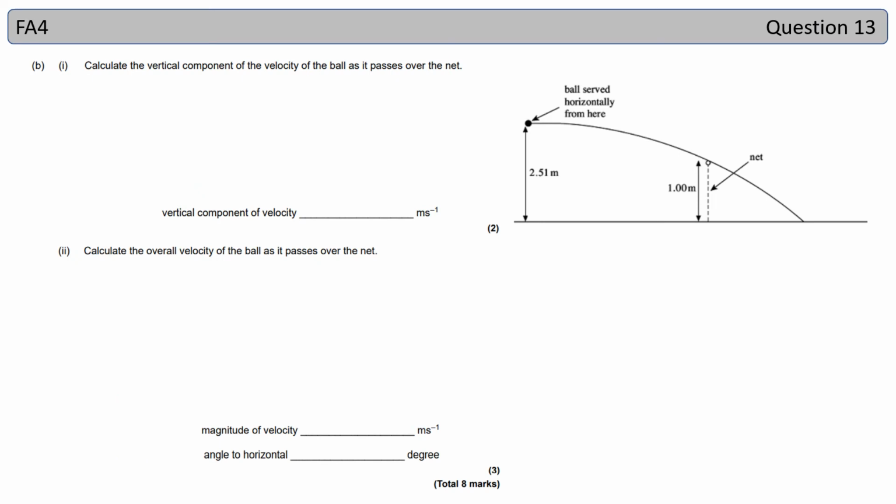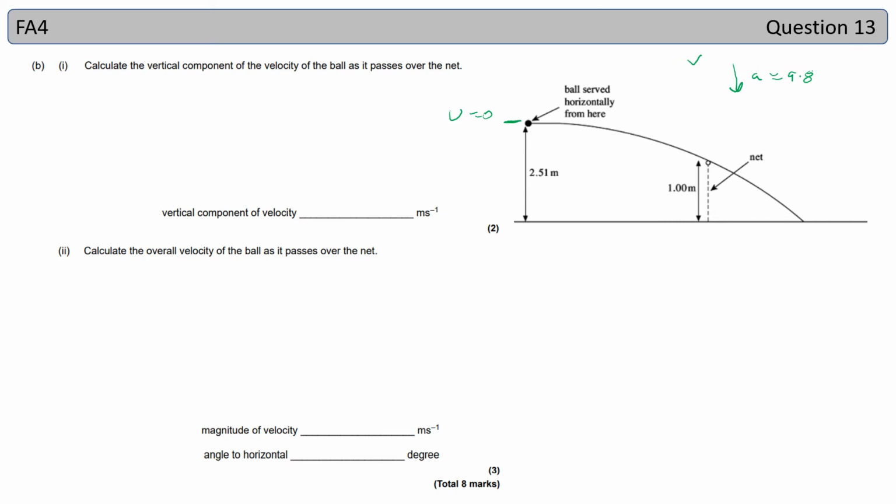Part b is asking us to calculate the vertical component of the velocity as it passes over the net. So again, in the vertical plane, what do we know? Well, we know that our acceleration due to gravity is 9.8. We know that the initial vertical velocity, u, would be 0. And we know the time it takes to hit the net. We calculated that in the previous question.